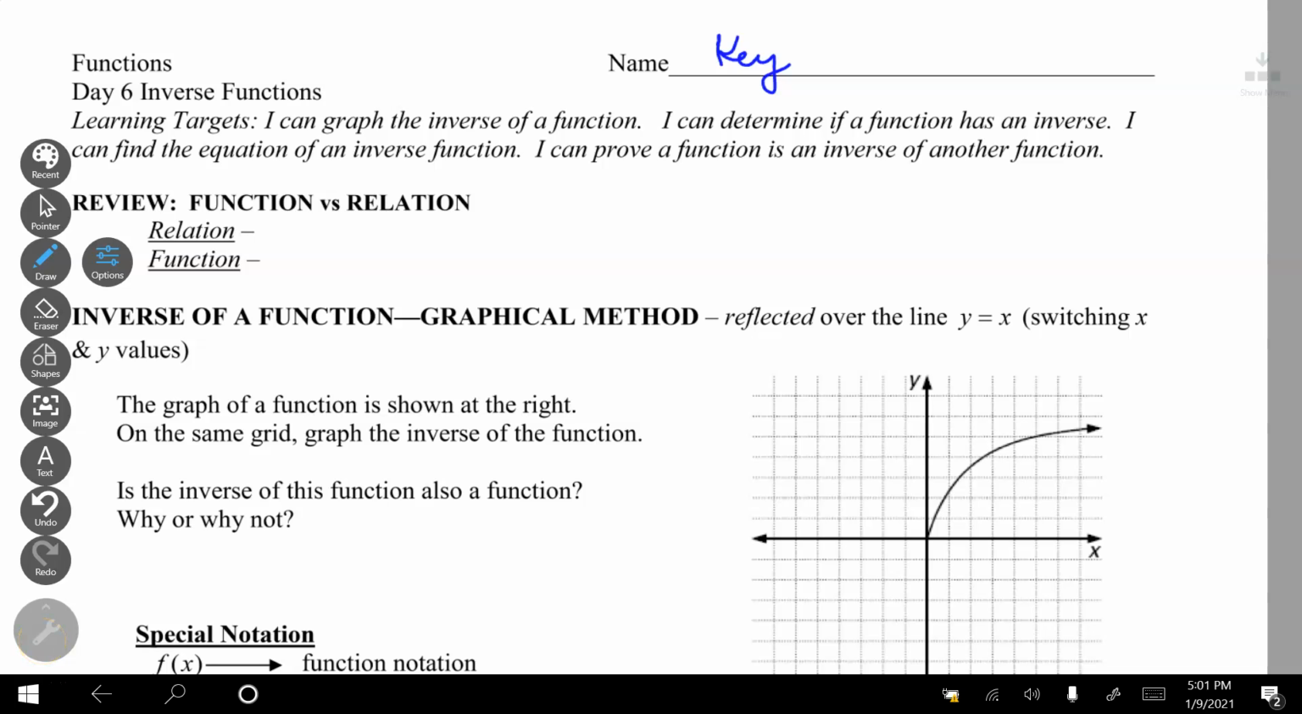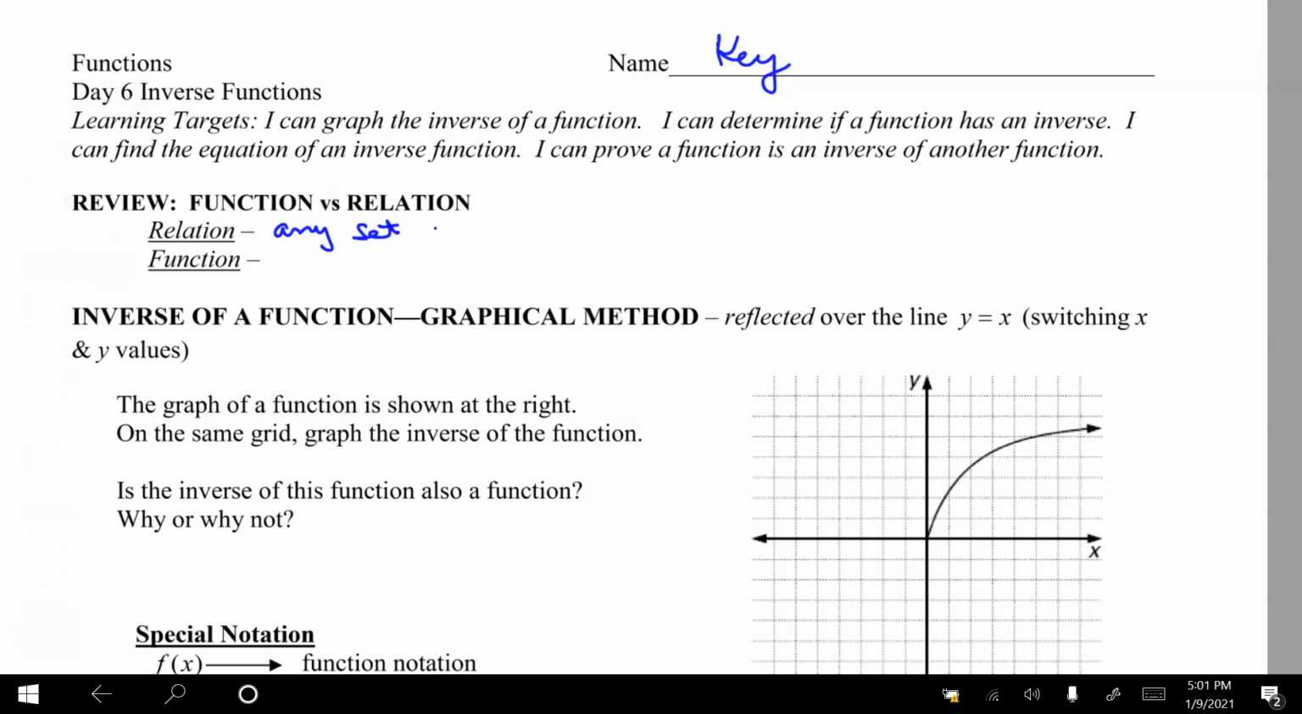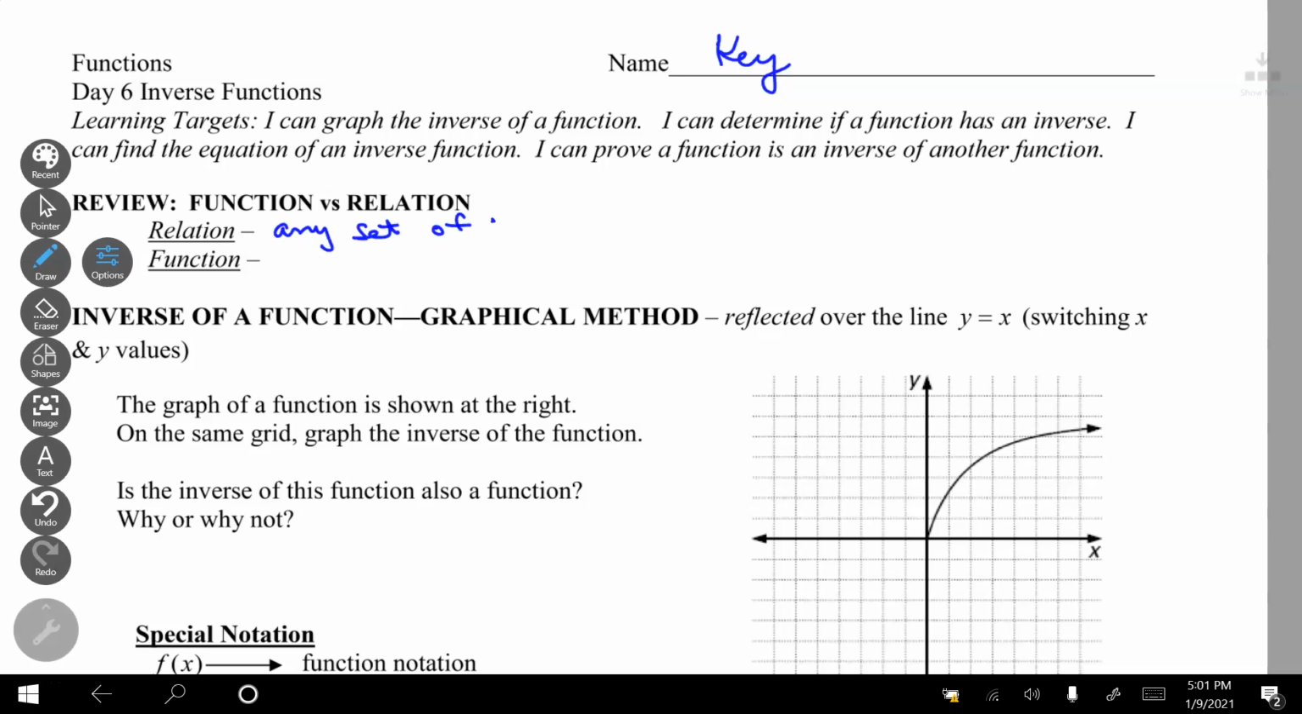Welcome to day 6. We're going to look at inverse of functions. So a little bit of review. A relation is any set of ordered pairs. That means any x and y value. A function is something special.